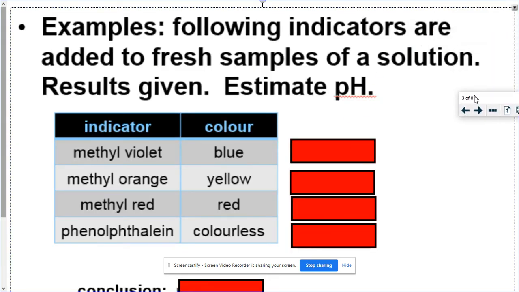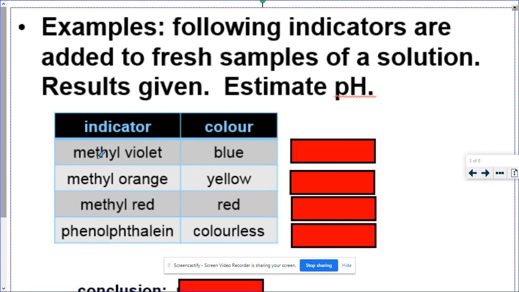All right, so let's look at some examples as to how we can use indicators to figure out the pH of a solution. Now we need to use more than one indicator to determine or to estimate the pH of an unknown solution. So we have an unknown solution. We don't know what it is. We don't know if it's an acid or a base.